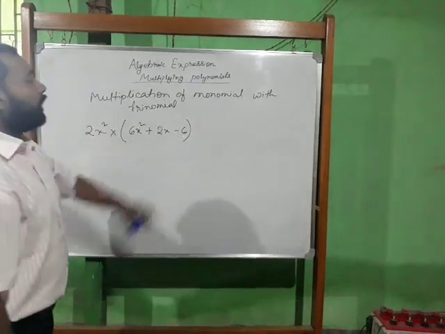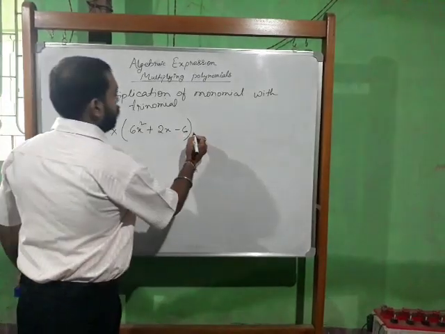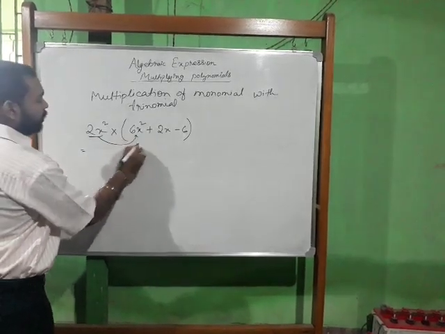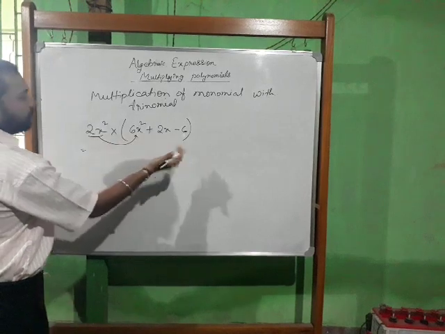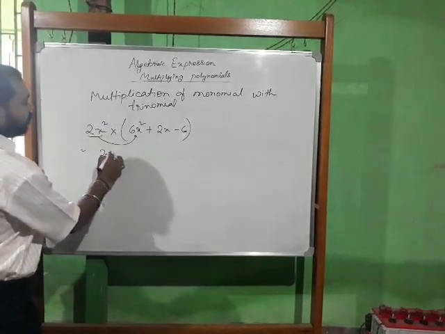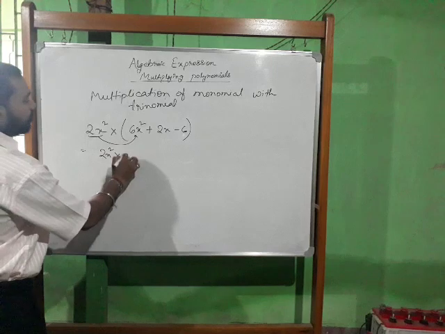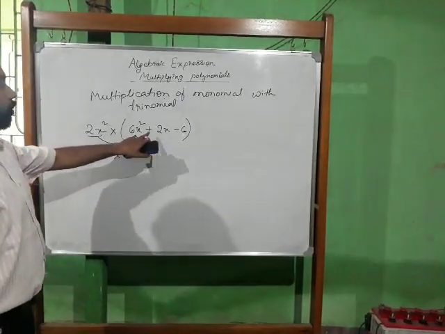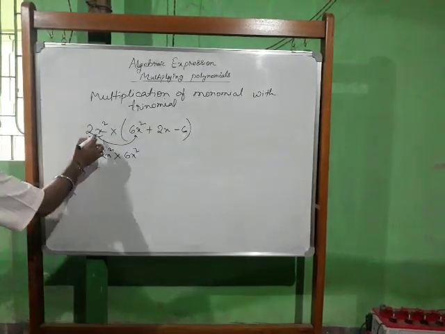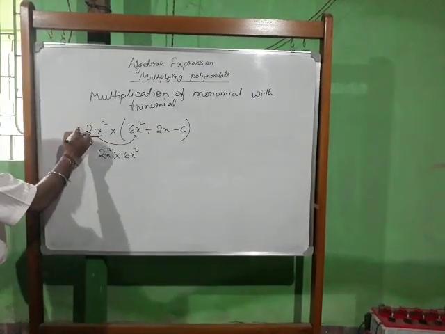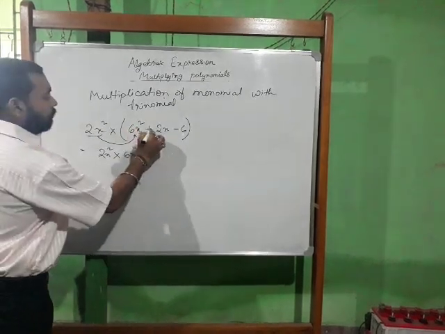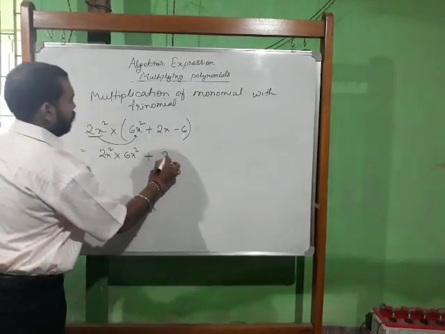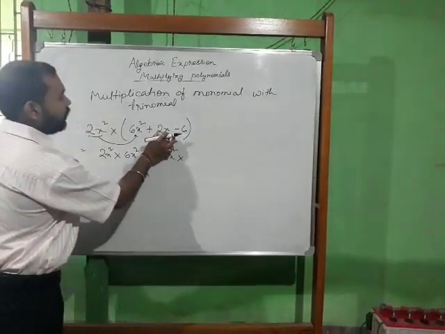Now how can we multiply this? The same rule applies. So 2x square will be multiplied with this, and again this process will be repeated. So 2x square is multiplied with 6x square. Now see, this is plus here, and this term itself is plus because no sign is there. So plus and plus will be plus. So right here plus 2x square, and 2x square again will be multiplied with 2x.